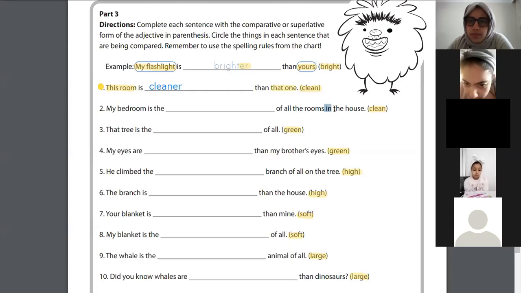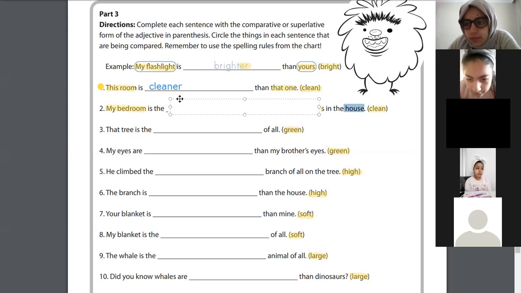So notice here, Salam, we're comparing between one bedroom and all the rooms in the house. So do we need to add ER or EST? If I'm comparing between one thing and a lot of things, I need to add EST. If I'm comparing between only two things, I need to add ER. So here I have one bedroom and a lot of bedrooms. So what do I need to add?